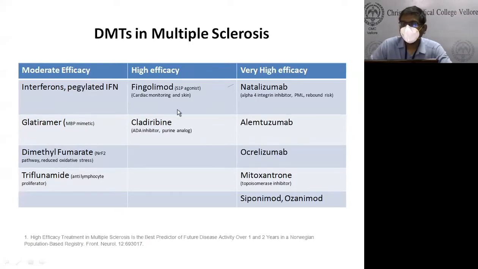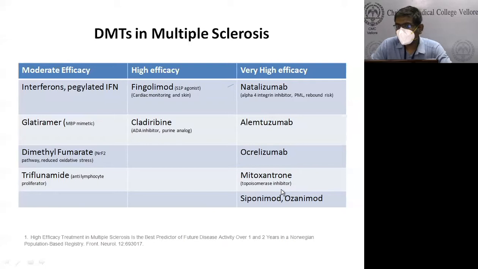The high-efficacy therapies are fingolimod, which is a sphingosine 1 phosphate agonist, as well as cladribine. We are not very familiar with both of them. Your very high-efficacy therapies are natalizumab, alemtuzumab, ocrelizumab, and mitoxantrone, which is actually one of the initial drugs used in progressive MS. It is a topoisomerase inhibitor with a lot of cardiac toxicity, but it was being used in patients very commonly around 10 years ago, just like cyclophosphamide.